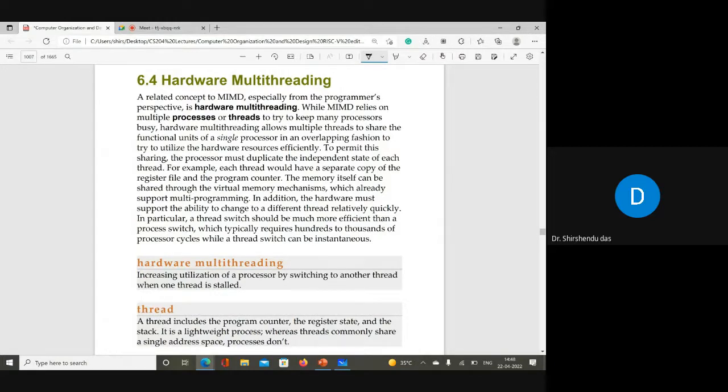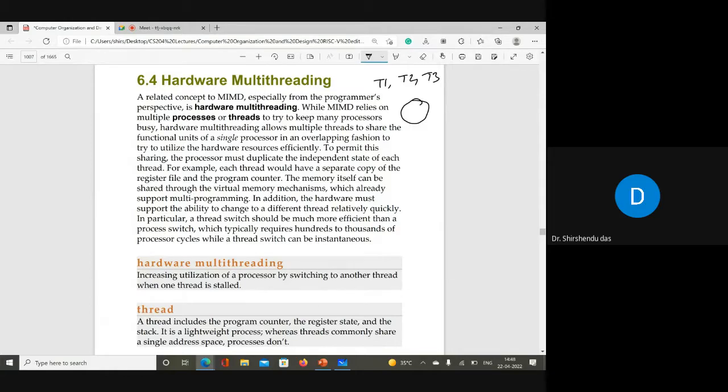And in section 6.4, I'll quickly explain hardware multi-threading. I think this part I've already explained. If there is a single core processor, how do you improve the performance? Suppose there is a program and the program has 3 threads, T1, T2, T3. Then only one thread can execute in this core, right? Because there is only a single processor.